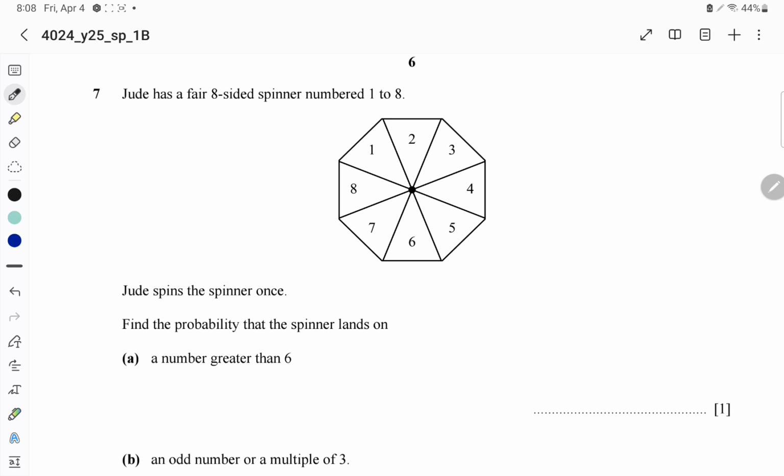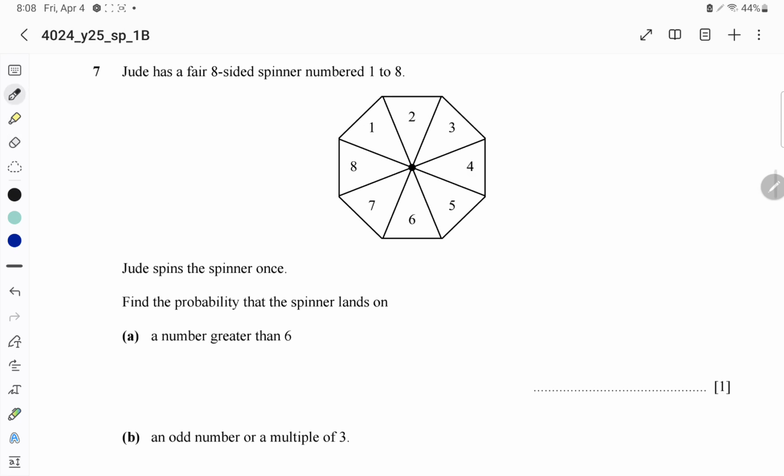Question number 7. Jude has a fair 8-sided spinner numbered 1 to 8. All right, whenever we count, there are 8 numbers: 1, 2, 3, 4, 5, 6, 7, 8, and it's given in the question also. Jude spins the spinner once. Find the probability the spinner lands on a number greater than 6. So numbers greater than 6 are 7 and 8 only. So there are 2 numbers which are greater than 6, so that will be 2 over 8, or you can write 1 over 4.